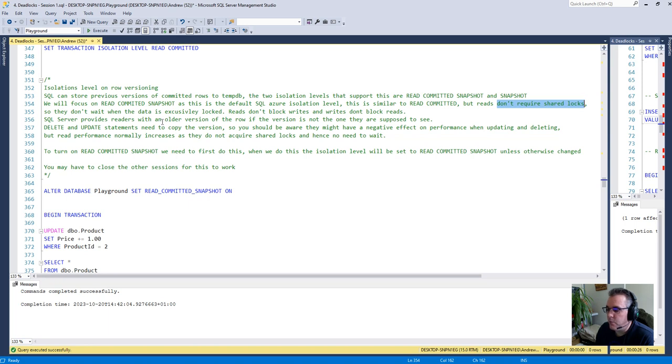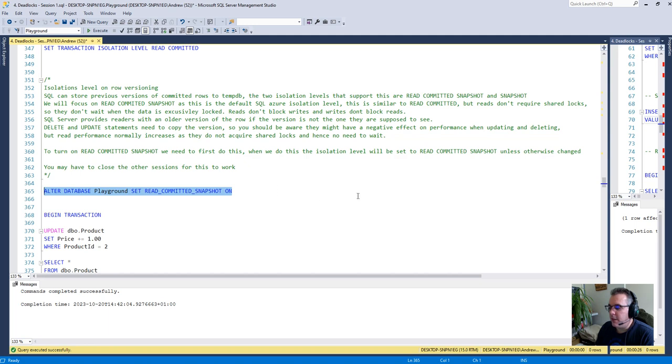SQL Server provides readers with an older version of the row if the version is not the one they are supposed to see. So if you do a delete or an update statement, what it does is it copies a version, so you should be aware there might be a negative effect on performance when updating and deleting, but read performance normally increases as they do not acquire shared locks and hence no need to wait.